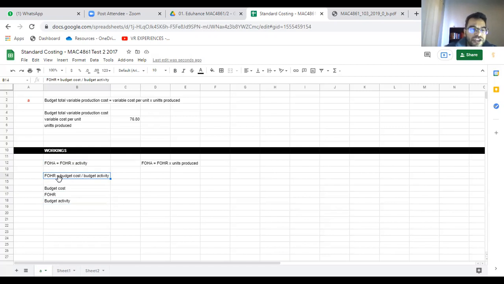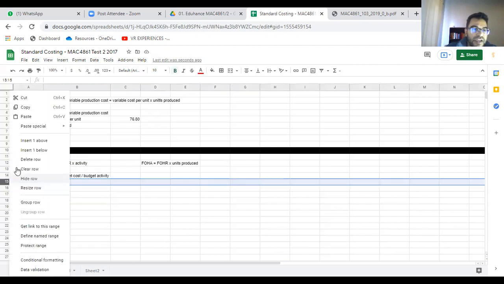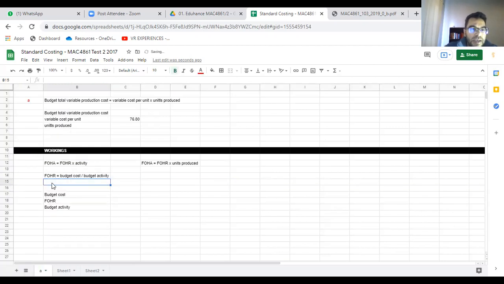So if I rearrange the equation, I'm going to keep budgeted costs on the other side of the equation because I want it on its own and I want it to be in the numerator. So I'm going to take everything on the other side. So fixed overhead rate will remain on this side. I don't want budget activity on the other side. Budget activity is in the denominator. So when I take it to the other side of the equation, it becomes the numerator. So I say multiplied by budgeted activity, and that's going to equal budget cost. So remember this mathematics.